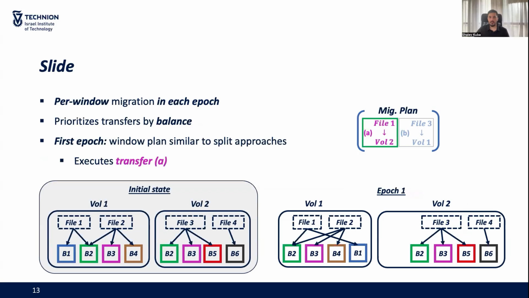Last but not least, we present Slide, our novel online algorithm. Slide constructs a window-wide plan using the offline migration algorithm in each epoch. In this example, in the first epoch, the resulting plan is similar to the one of the split algorithms. Similar to balance split, within an epoch it prioritizes transfers by balance, hence, in the first epoch it executes the transfer of file 1 to volume 2.